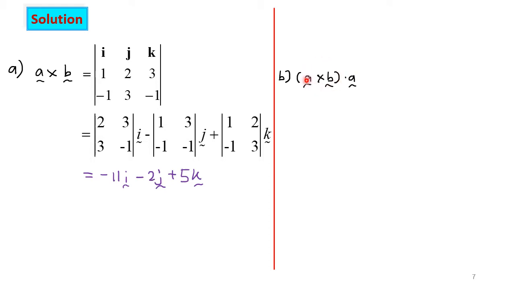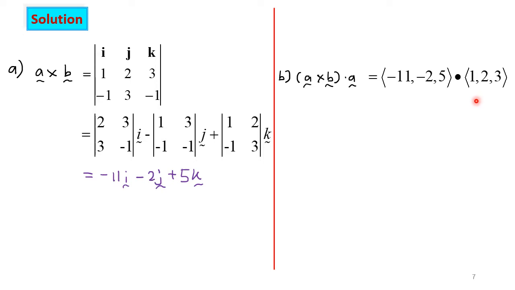There is the cross product of AB. If we dot product with vector A, if it is perpendicular, the dot product should be 0. So let's find out. Is it 0 or not? So substitute the cross product of vector AB: negative 11, negative 2 and 5. And then 1, 2, 3 from vector A.